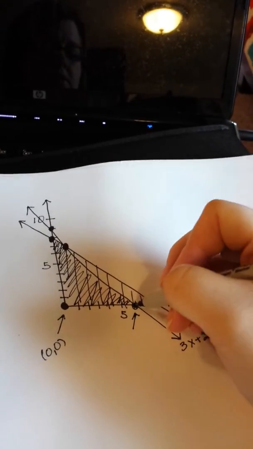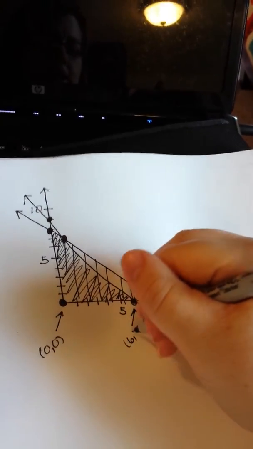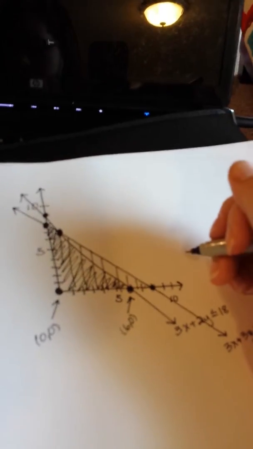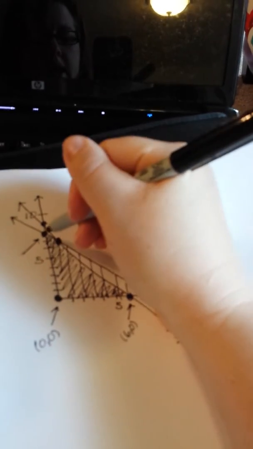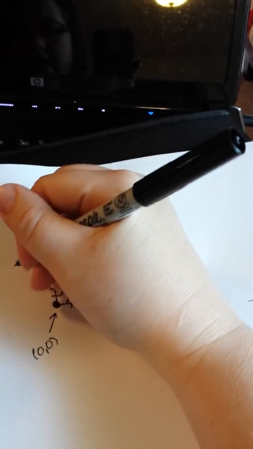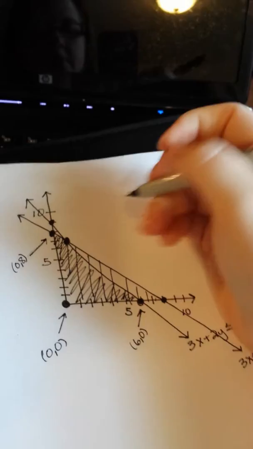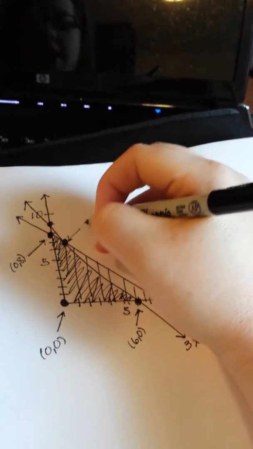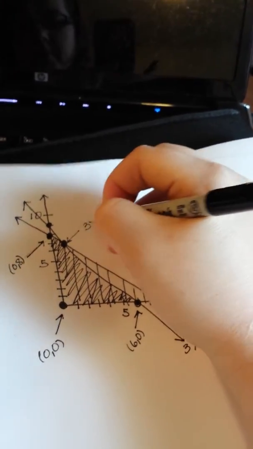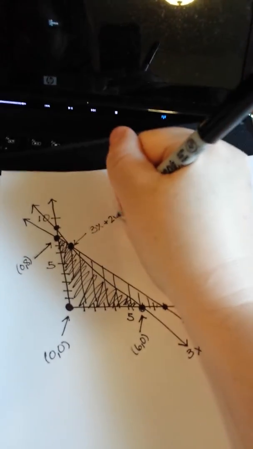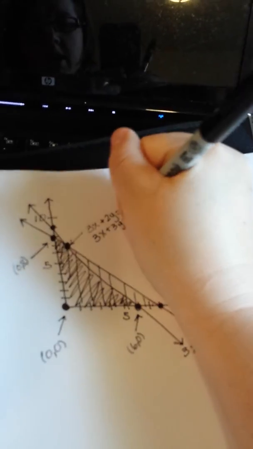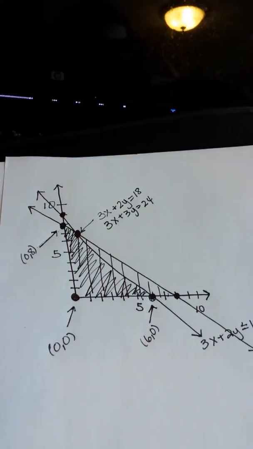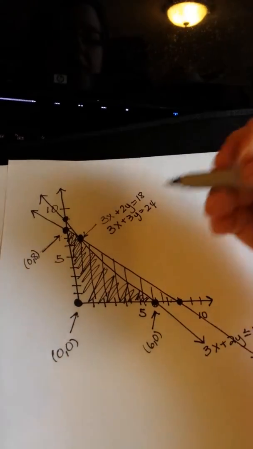So we already know that this corner point is at 6, 0. We found that from graphing our first line. This corner point is where our second line meets the y-axis, and that is at 0, 8. And so what's left is for us to find this corner point that's made up of 3x plus 2y equals 18 and 3x plus 3y equals 24. So we need to find what point these two things have in common so we can find that intersecting point.